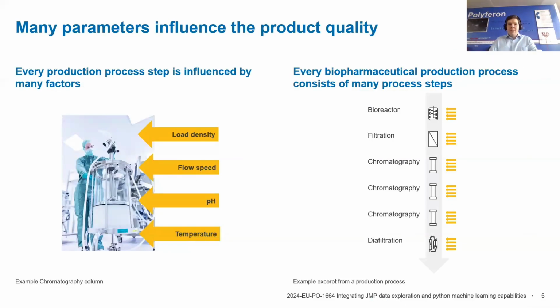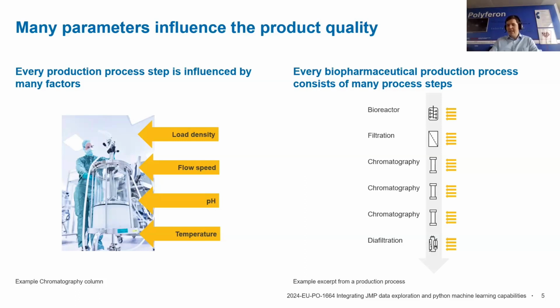When you think about a typical production process or a process step, you can see here on the left a chromatography column. That's one typical step we do to purify any protein. We do know quite some factors which influence this process step, let's say load density, flow speed, pH, or temperature. And in addition, of course, every production process consists of a lot of these steps, let's say from a bioreactor over filtration, several chromatography steps, or diafiltration. And every single process step is influenced by many factors.